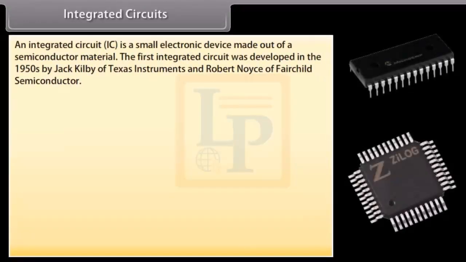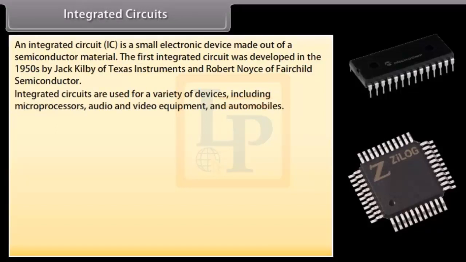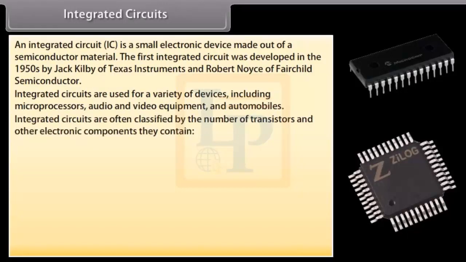Integrated circuits. An integrated circuit is a small electronic device made out of a semiconductor material. The first integrated circuit was developed in 1950s by Jack Kilby of Texas Instruments and Robert Noyce of Fairchild Semiconductor. Integrated circuits are used for a variety of devices, including microprocessors, audio and video equipment, and automobiles. Integrated circuits are often classified by the number of transistors and other electronic components they contain.